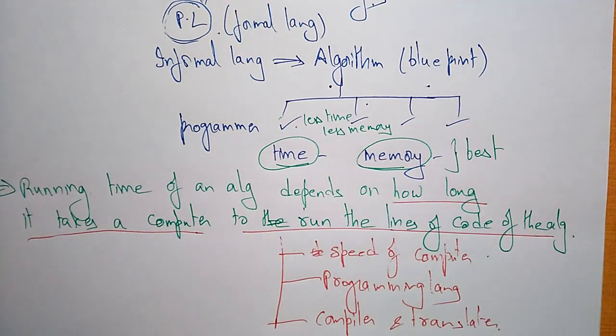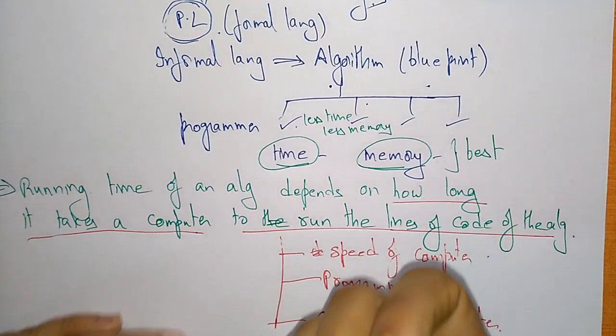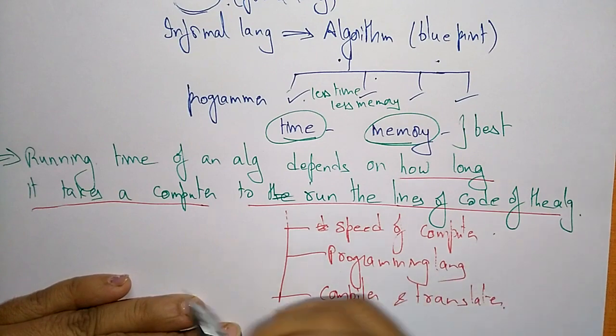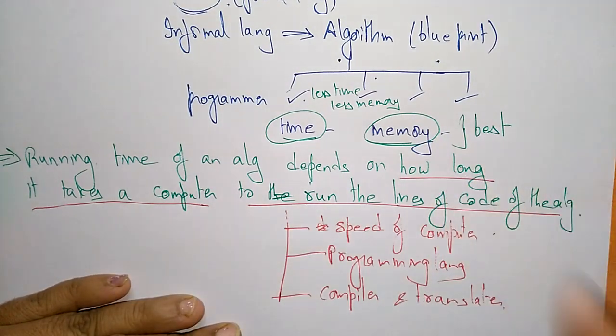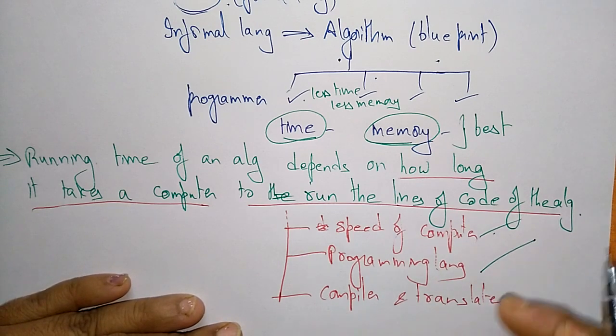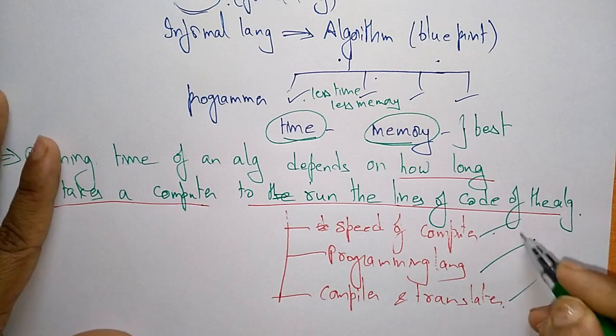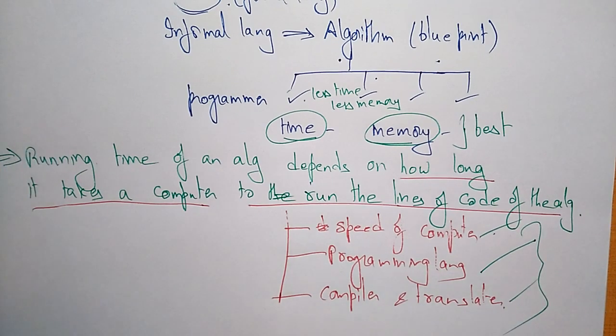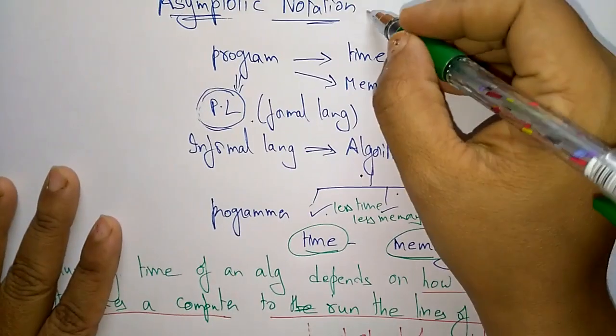Whether it is binary search or linear search, everything is trial and error, where you just check which algorithm is suitable, taking less time and less memory. The running time of an algorithm completely depends upon the speed of the computer, the programming language, and the compiler and translator, so it changes from system to system. To overcome this, we go for asymptotic notations.